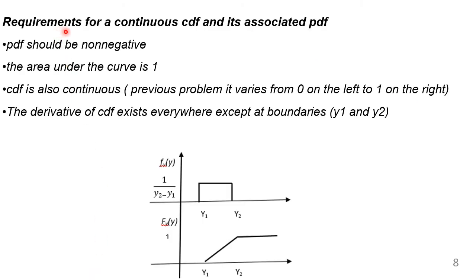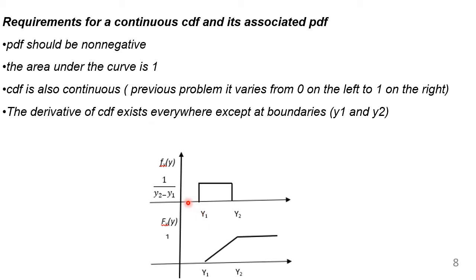Let us look into the requirements for a continuous random variable and its associated CDF. That means the characteristics of a continuous random variable. The PDF should be non-negative. It should never be less than 0. The area under the curve is always 1. The CDF is also continuous. It varies from 0 on the left to 1 on the right in the case of the previous problem. The derivative of the CDF exists everywhere except at the boundary.